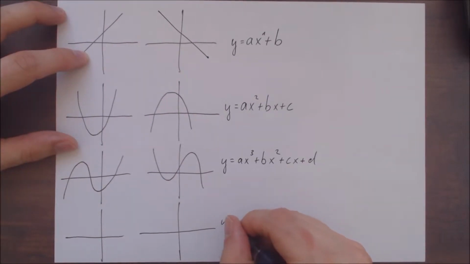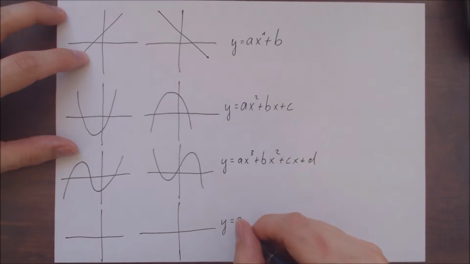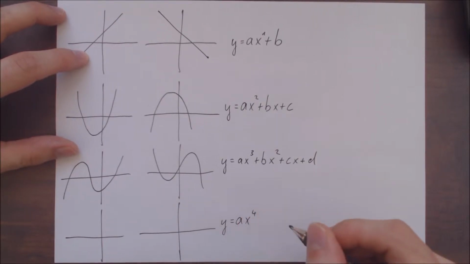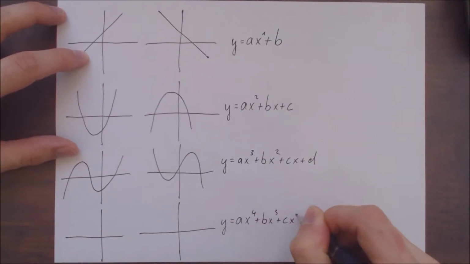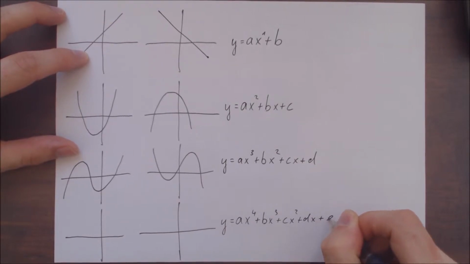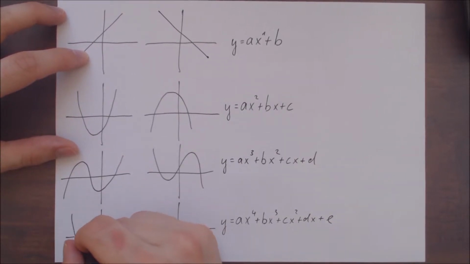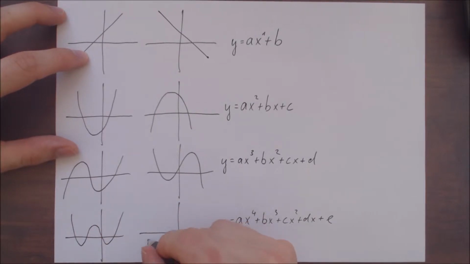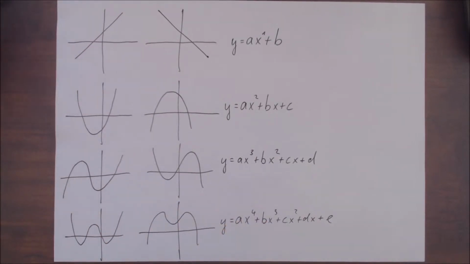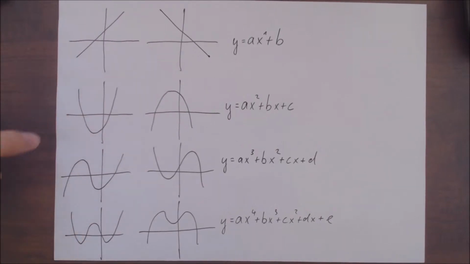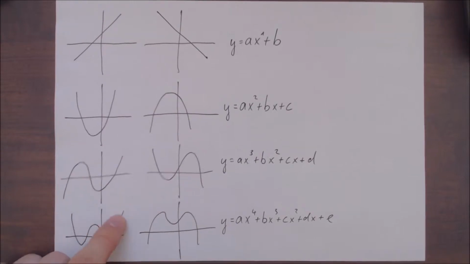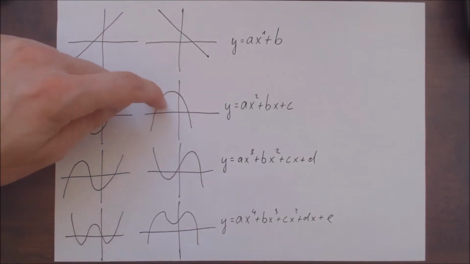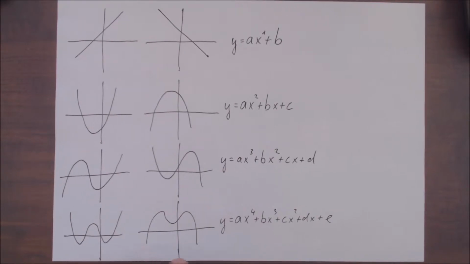So the next is a fourth degree polynomial, which is ax to the fourth plus bx cubed plus cx squared plus dx plus e. And that looks like a w, or it looks like an m. Now again, noteworthy is, if we compare these two, the parabola and this, we see in this parabola both arms, left and right, they go up. This is the same here also. And in this parabola, both arms go down, and here the same, both arms go down.